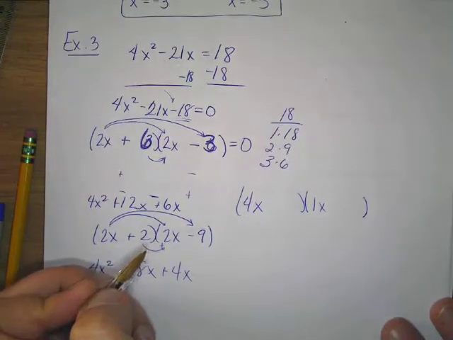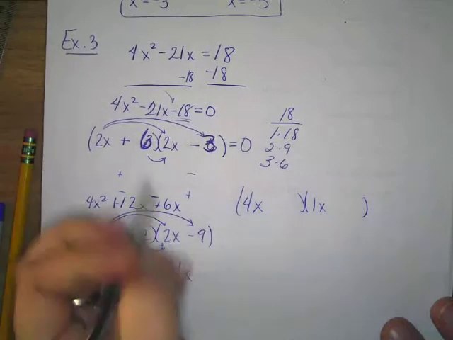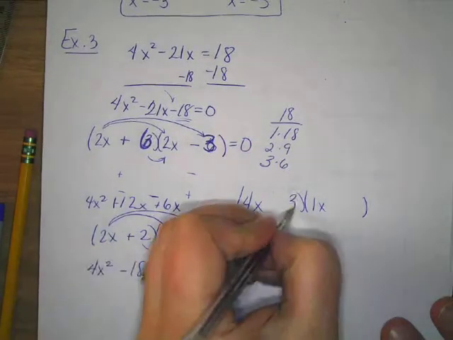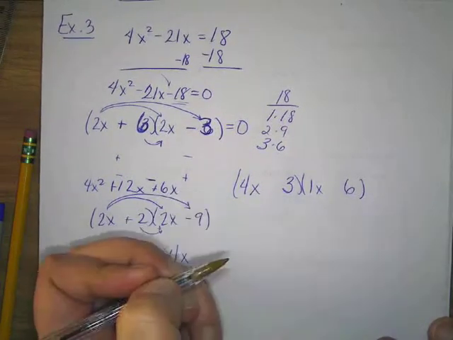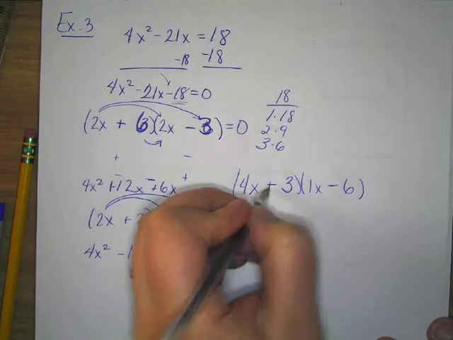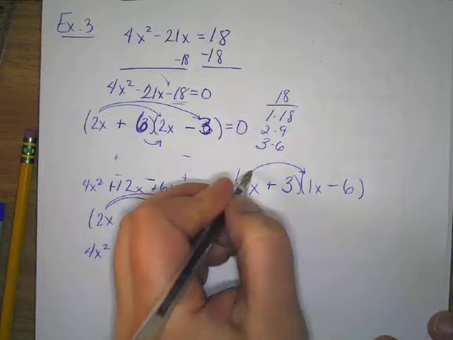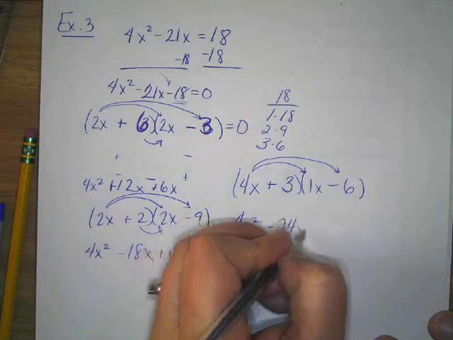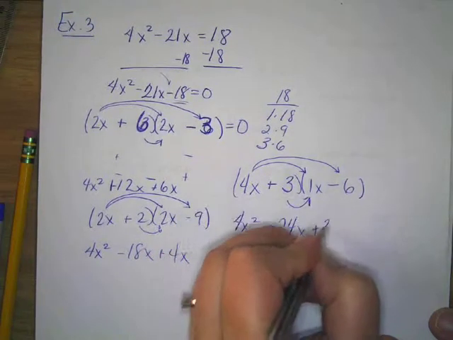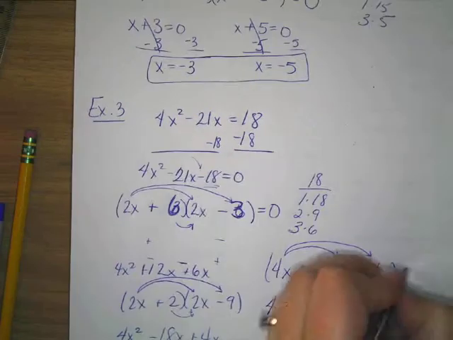Now what do we want to try? The 1 and 18, the 2 and 9, or 3 and 6? We can go 3 and 6. Which one do you want minus? So 4x times 1x. 4x times a minus 6. 3 times 1? Minus 24 plus 3. What's that give us? 21. Is that what we wanted? Yep. So this is the right one.